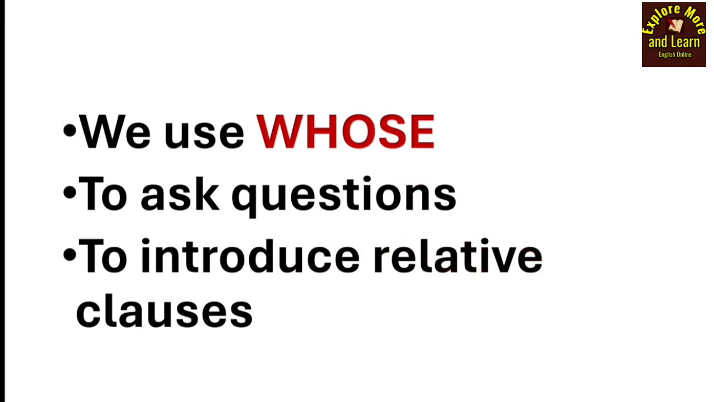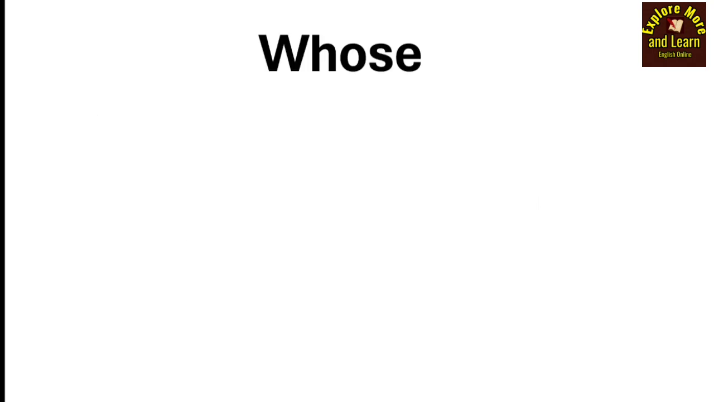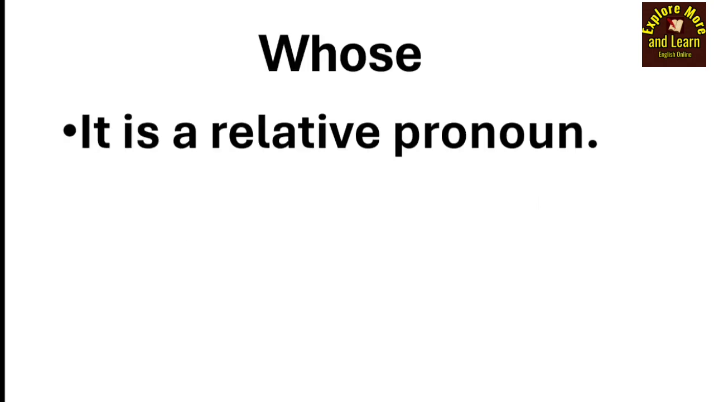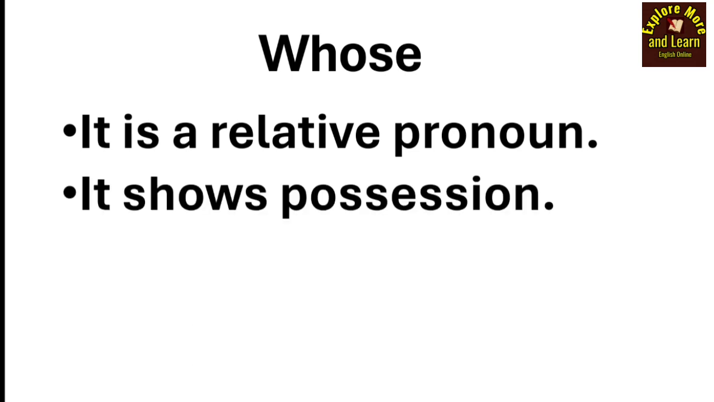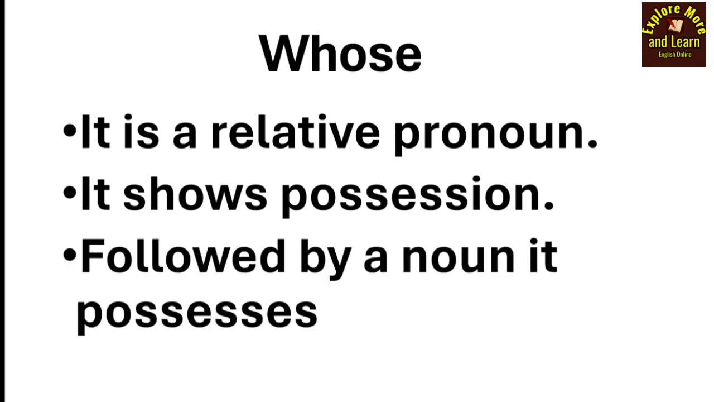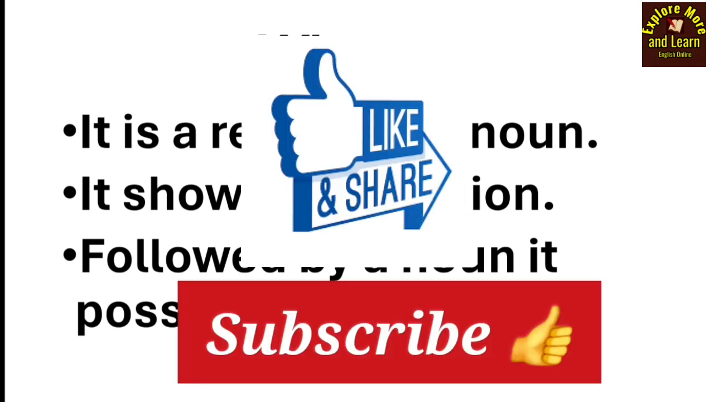Now I'll tell you very important points about whose. There are 3 points and you just remember them. Number one, it is a relative pronoun. Number two, it shows possession. Possession means something is owned by someone. Someone owns something, something belongs to someone. Number three, it is followed by a noun it possesses. Remember, now I'll explain these 3 points one by one with examples.